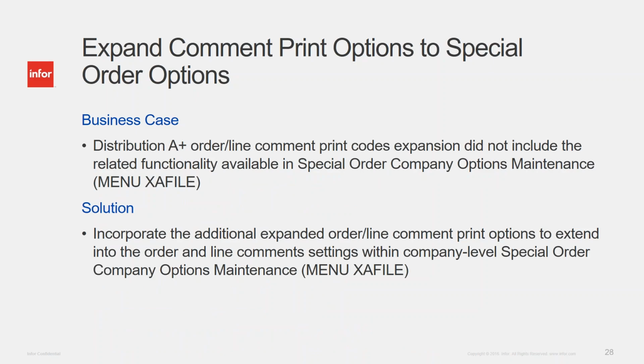The business case surrounding this enhancement, again, centers around the need for the addition of some residual changes that were not initially added at version 10.01. Distribution A+ order and line comment print codes expansion did not include related functionality available in special order company option maintenance for print codes. So we went back and added the additional print codes and expanded the levels into special order company options maintenance, so they're available through special order processing.